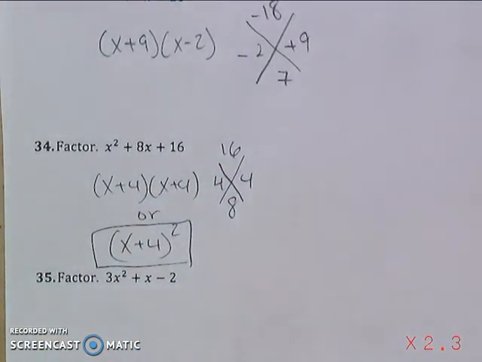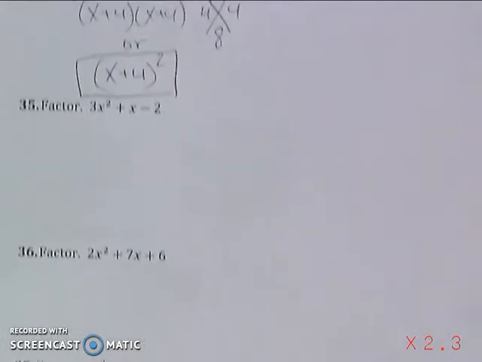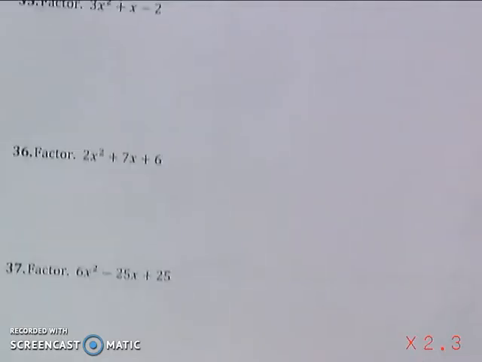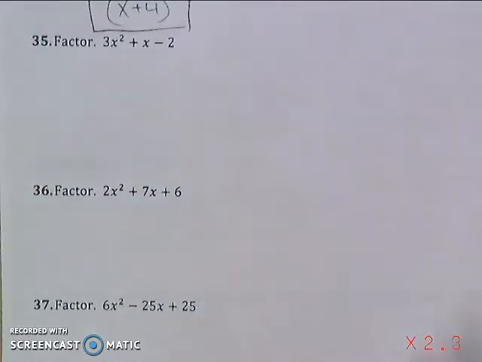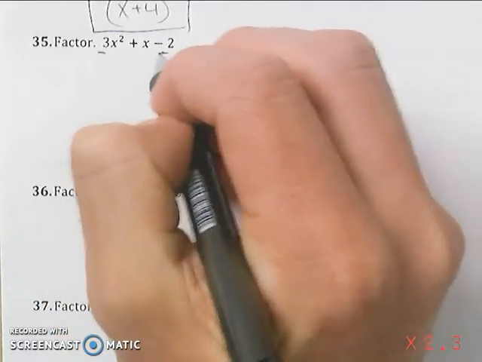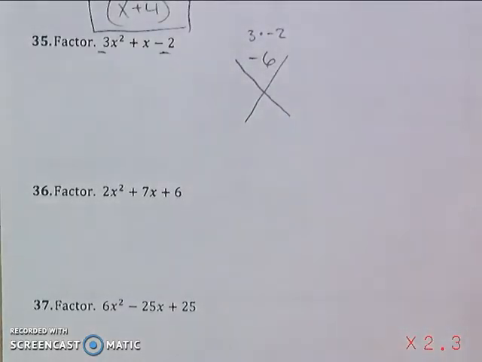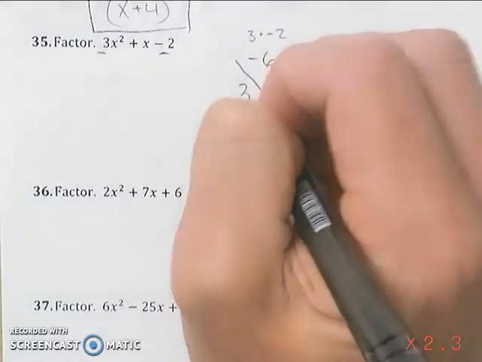Alright. Okay. 35. Now we get to the good ones. 35. We have to do the x factoring, but we change it up a bit. This top number is going to be 3 times negative 2. So this is negative 6. That was 3 times negative 2. That's how I got that number. And the bottom number is 1. Okay, the numbers that are going to hit that are 3 and negative 2.